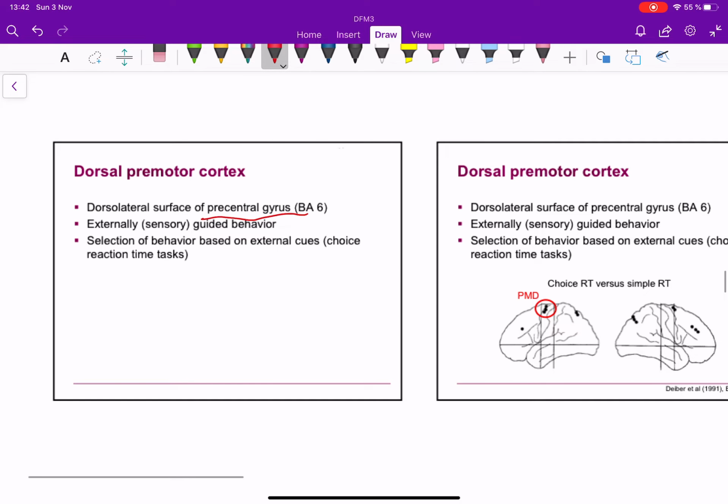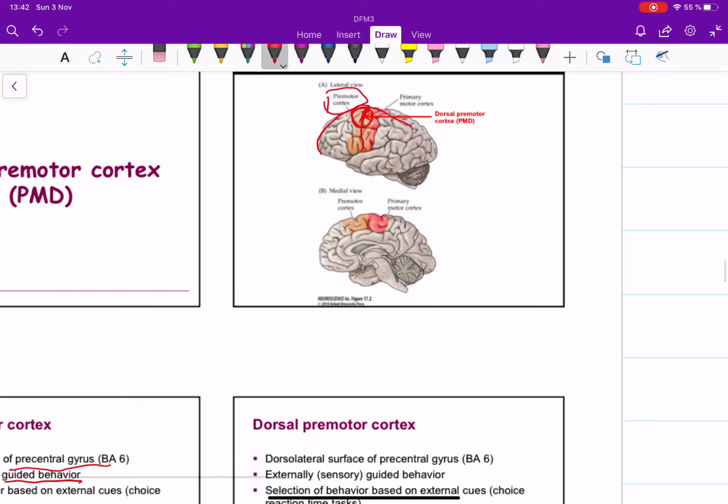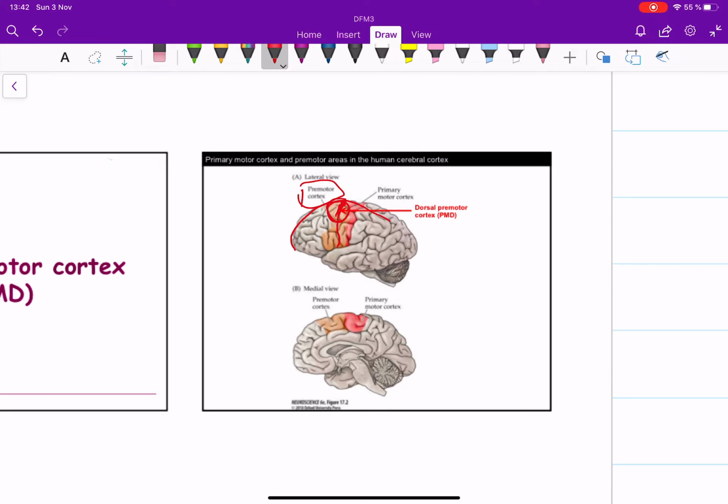This area is responsible for external sensory guided behavior. How to remember that? We can say that nearby this field we have the frontal eye field, or visual eye field, or eye field.